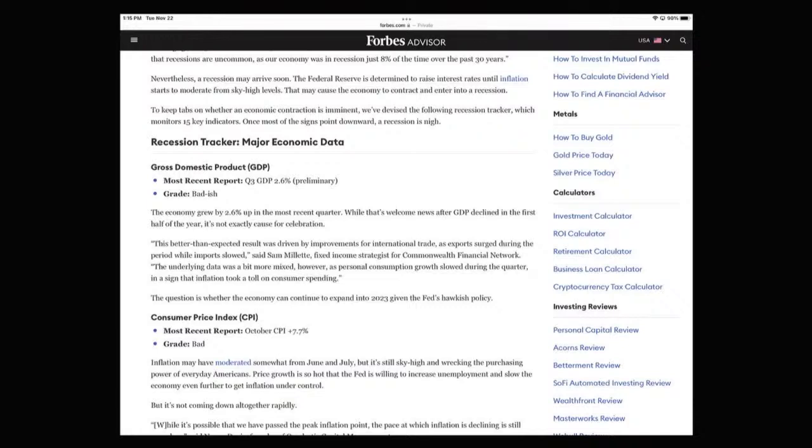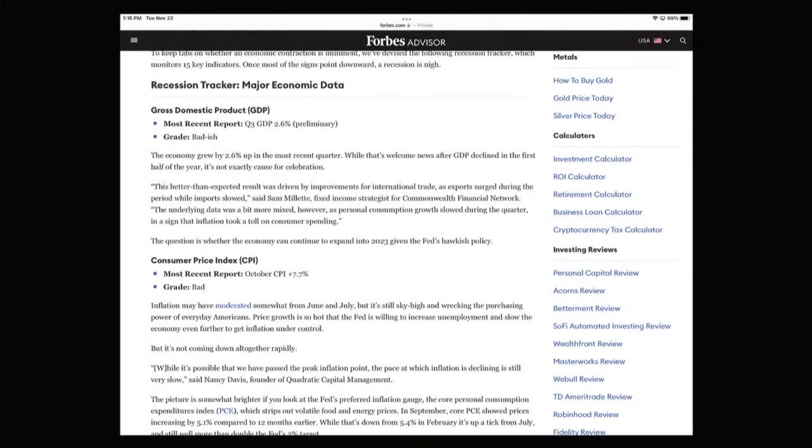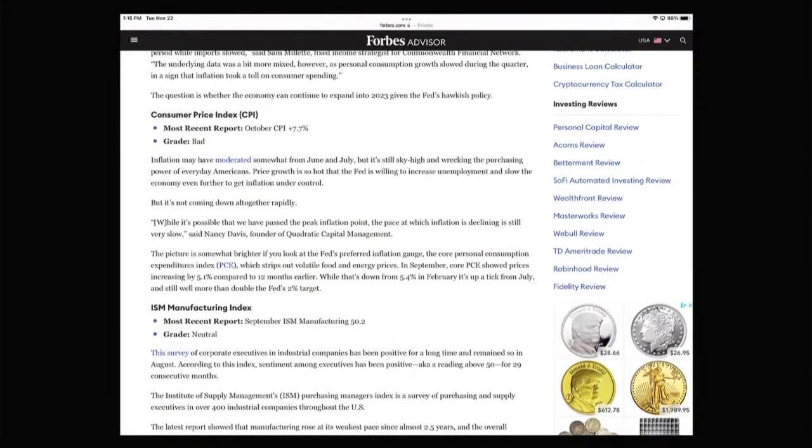While that's welcome news after GDP declines in the first half of the year, it's not exactly cause for celebration. Interesting. These better than expected results were driven by improvements in international trade, as exports surged during that period while imports slowed, said Sam Millette, fixed income strategist for Commonwealth Financial Network. All right, so consumer price index up 7.7%, grade: bad. Inflation may have moderated somewhat from June and July, but it's still sky high and wrecking the purchasing power of everyday Americans.